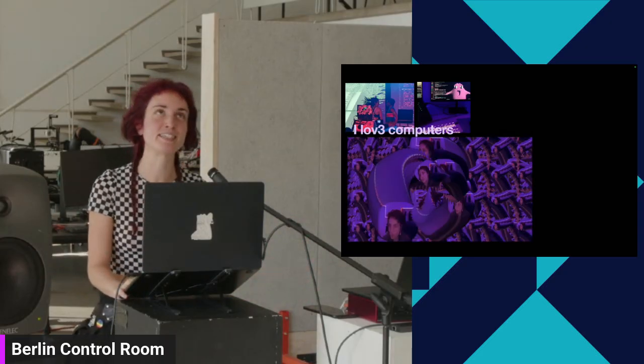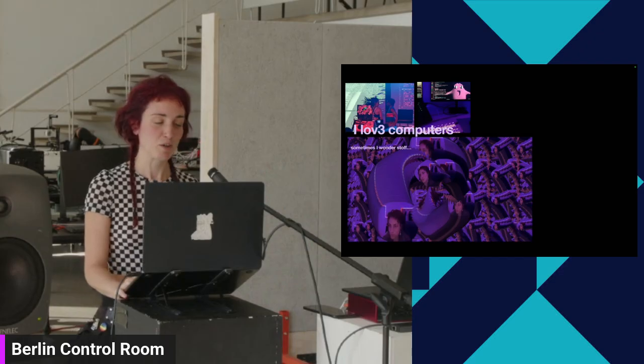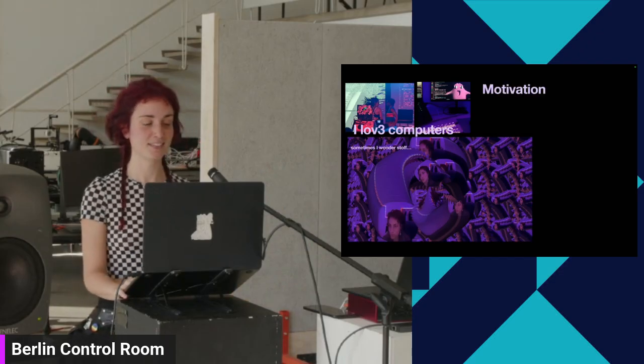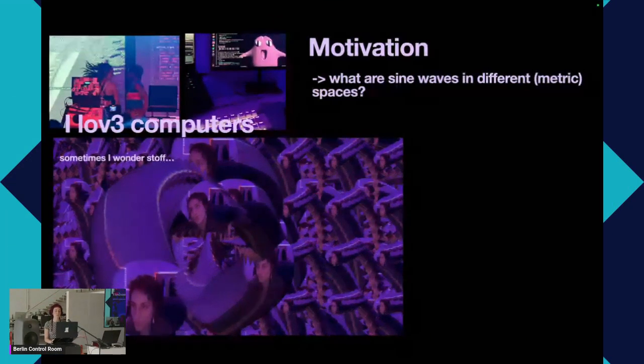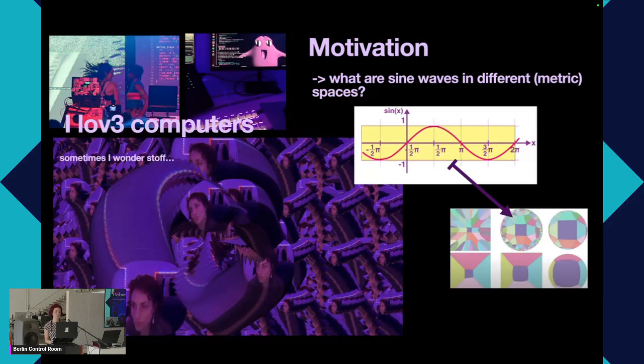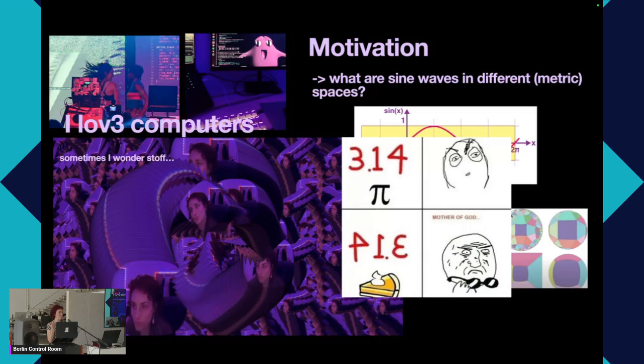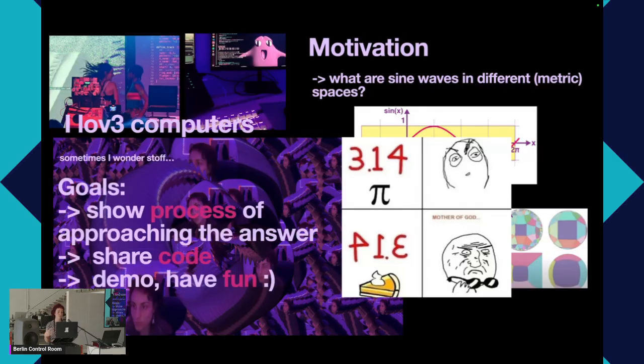I have a background in math, and once in a while I come up with wondering stuff like what-if things. So, a little bit to motivate this talk: I was thinking a lot about what sine waves are in different metric spaces, or what if we change them? Because sometimes observing the same object in a different way, you can get more insights. So I want to share with you my process of approaching this whenever I have a what-if situation in my head, how I actually coded it. I'm also sharing code. I made a GitHub repository, and hopefully a little bit of a demo, and have fun.